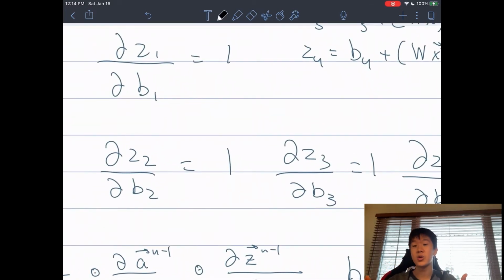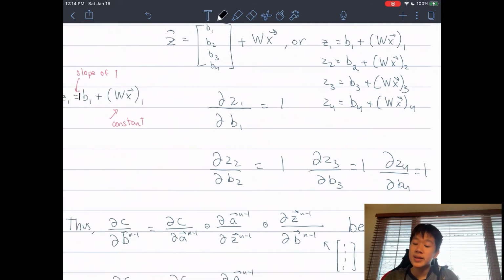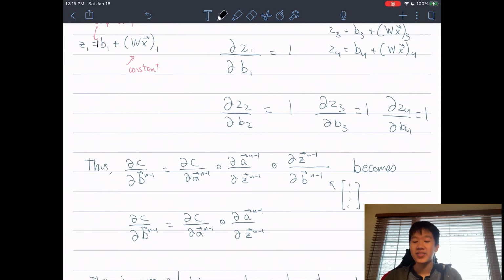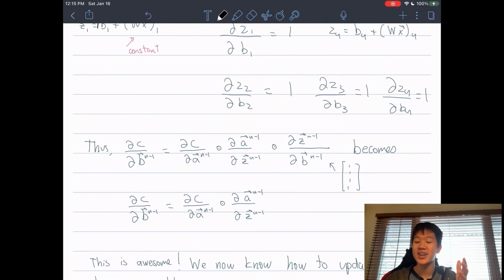Then del z3 over del b3 is also going to be equal to 1, and del z4 over del b4 is also going to be equal to 1. Thus, I have that del c over del b n minus 1 is equal to del c over del a n minus 1 element-wise product with del a n minus 1 over del z n minus 1 element-wise product with del z n minus 1 over del b n minus 1.